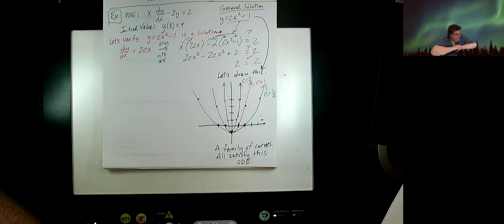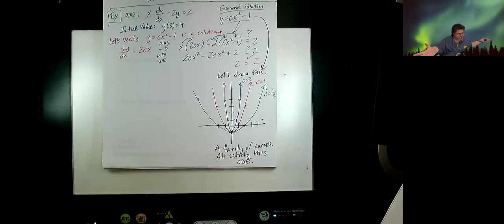So out of all those, since there's basically an infinite number of solutions, if we're applying it to a real life problem, we need some condition that we apply to it so we know which curve we're picking out of these. Does that make sense? That's the point of the initial value. The initial value picks out one of these.